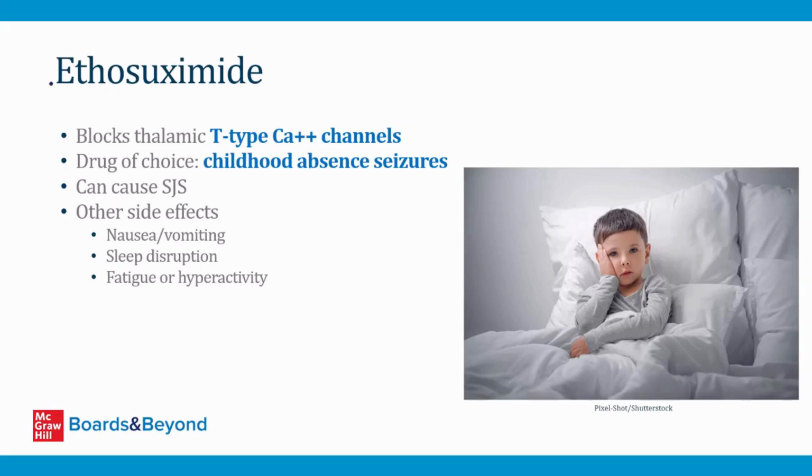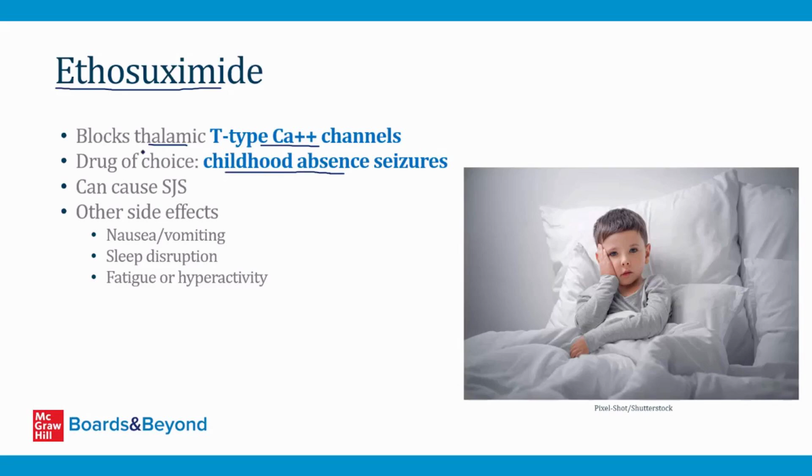Okay, let's start by talking about ethosuximide, which is an anticonvulsant drug that blocks T-type calcium channels found in neurons in the thalamus. And the thing you always want to remember about this anticonvulsant drug is that it's the drug of choice for treatment of childhood absence seizures, which I talk about in detail in the video on seizures.